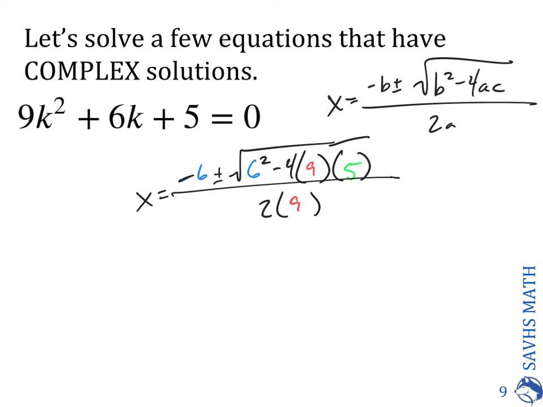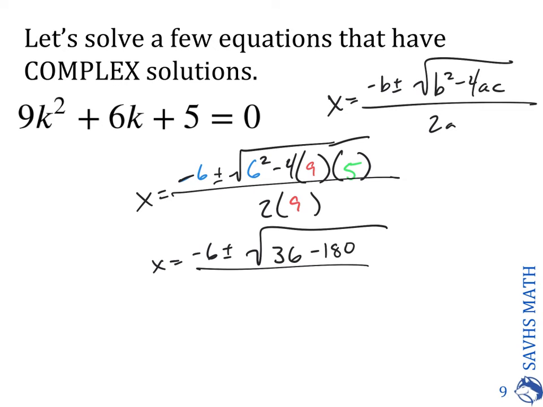Okay, so what do we get here? x equals negative 6 plus or minus the square root of 6 squared is 36. 4 times 9 is 36. 36 times 5, I'm just going to use my calculator here. 36 times 5 is 180. All over 2 times 9 is 18. Okay, so now let's do 36 minus 180. That is x equals, so let's rewrite, negative 144 over 18.